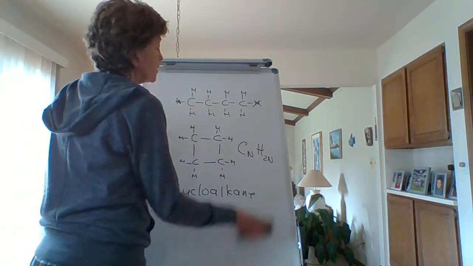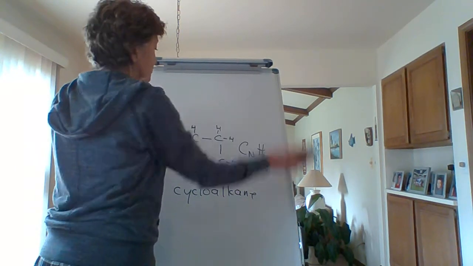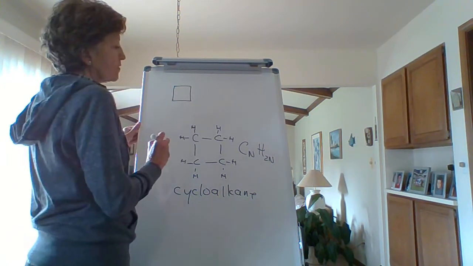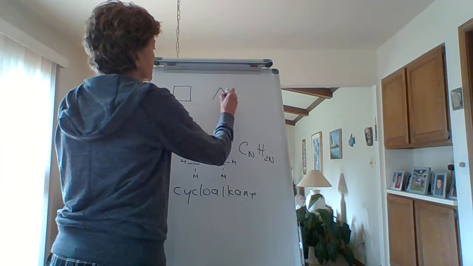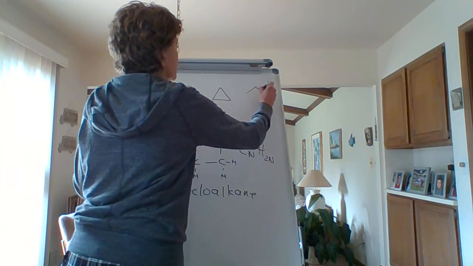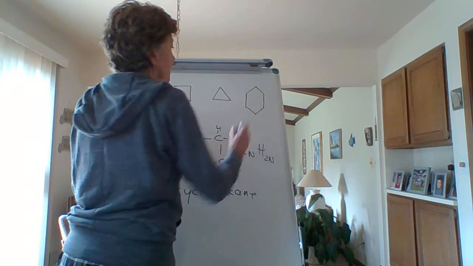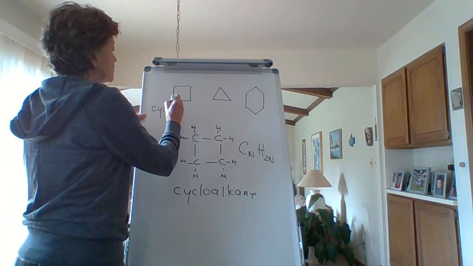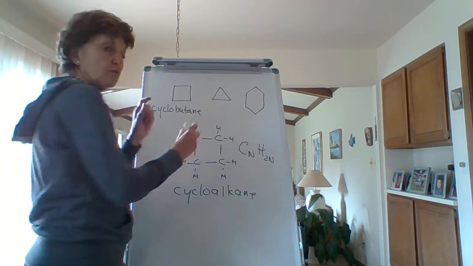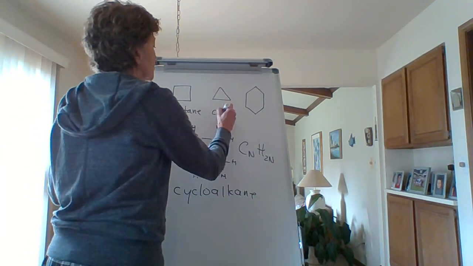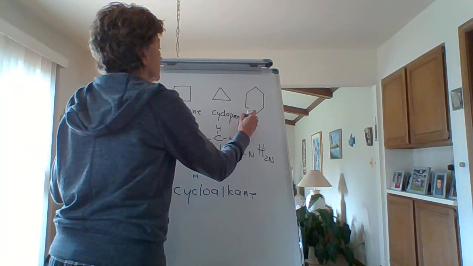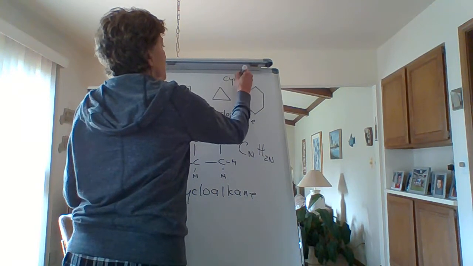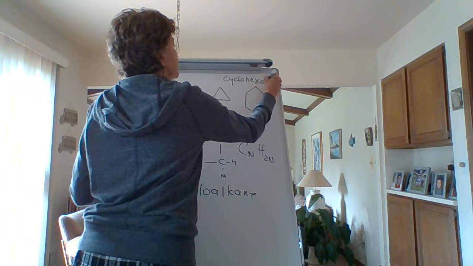We tend to use a lot of line drawings with cyclical structures. So if you have 4 carbons, it would look like a square. If you have 3 carbons, it's a triangle. If you have 6 carbons, it looks like a hexagon. So 4 carbons, this is called cyclobutane because but means 4 carbons. This would be cyclopropane. And guess what this guy would be? Because it's 6. 6 is hex, so this is cyclohexane. Okay?